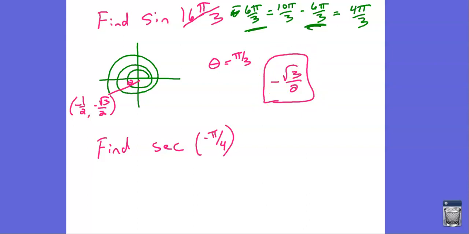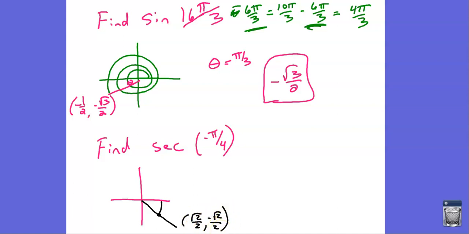All right, and so let's look at one more. Let's look at secant of negative pi over 4. Well, this one's kind of straight to the point. So negative pi over 4, down to here. So pi over 4, we know this. So we know this is square root of 2 over 2, negative square root of 2 over 2.